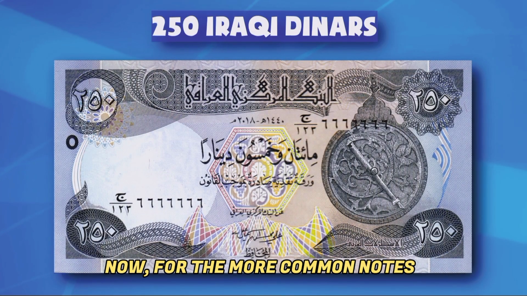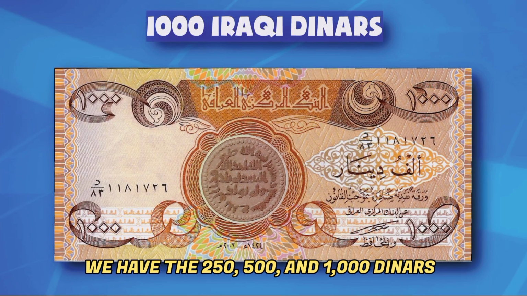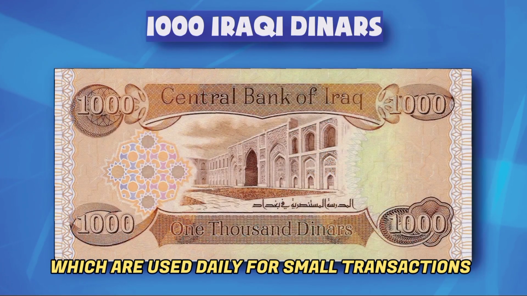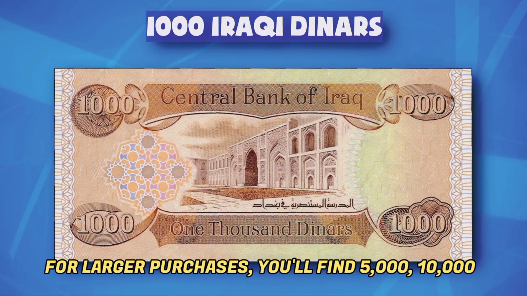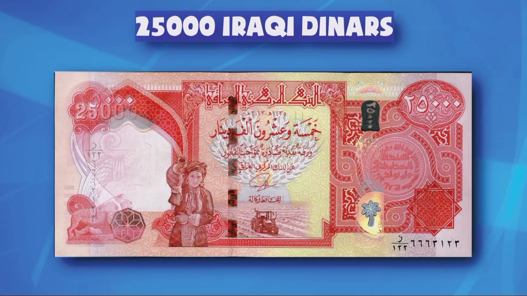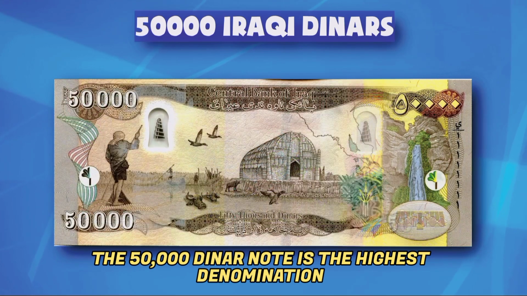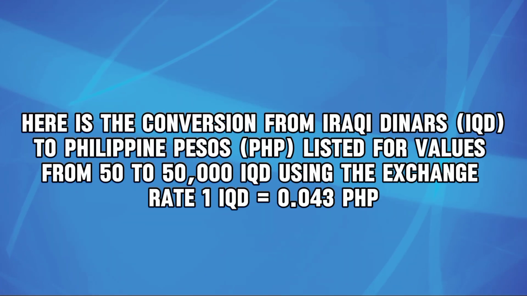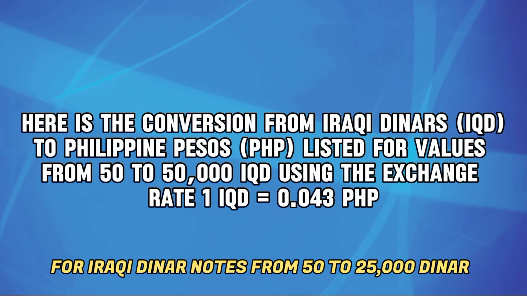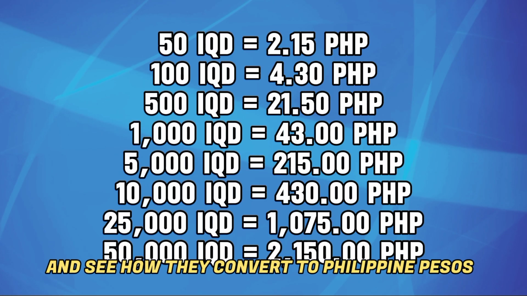Now, for the more common notes, we have the 250, 500, and 1,000 dinars, which are used daily for small transactions. For larger purchases, you'll find 5,000, 10,000, and even 25,000 dinar notes. And today, students, the 50,000 dinar note is the highest denomination of Iraq's currency. Let's quickly explore the exchange rates for Iraqi dinar notes from 50 to 25,000 dinar and see how they convert to Philippine pesos.